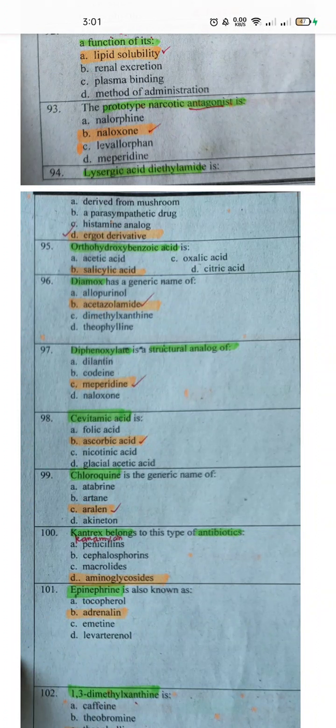Number 101. Epinephrine is also known as your adrenaline. It is initially isolated from the medulla of adrenal gland of animals used for food, and it is used for the treatment of heart block or circulatory collapse.